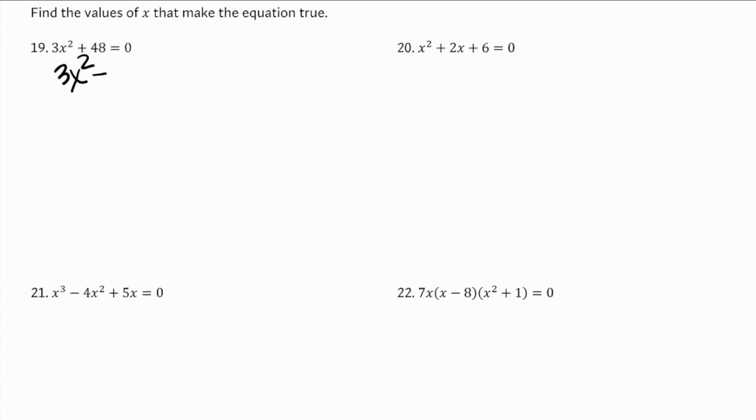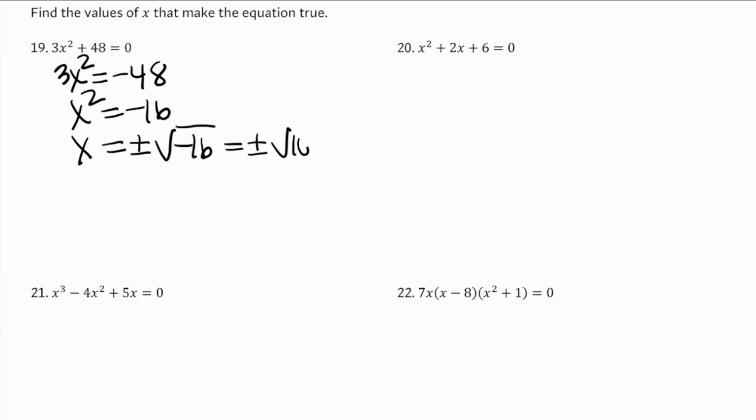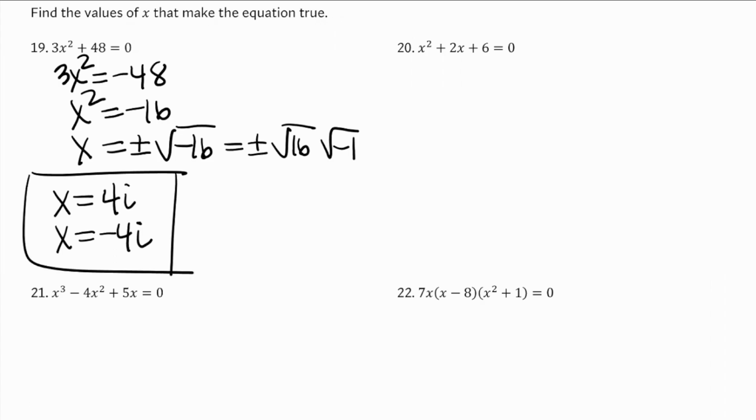This one, 3x squared equals negative 48. Divide by 3. Take the square root of both sides. Don't forget the plus minus. The square root of 16, we know that's 4. So x equals positive or negative 4i, so x equals 4i, x equals negative 4i, and we're good.